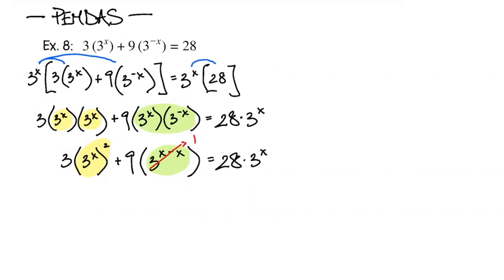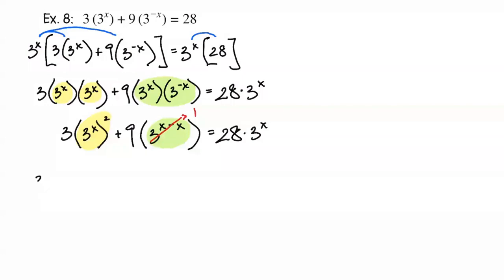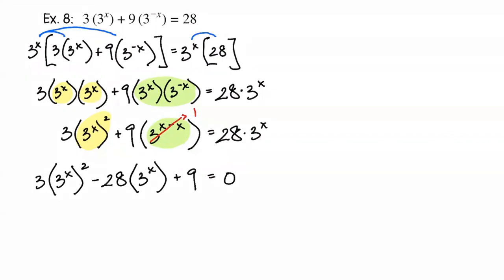The other thing I want to do is I want to take this term on the right-hand side and I'm going to move it over to the left-hand side. And so I end up with 3 times 3 to the x squared minus 28 times 3 to the x. That's the term from the right-hand side that I moved to the left-hand side, plus 9. 9 times 1 is 9, equals 0. Okay.